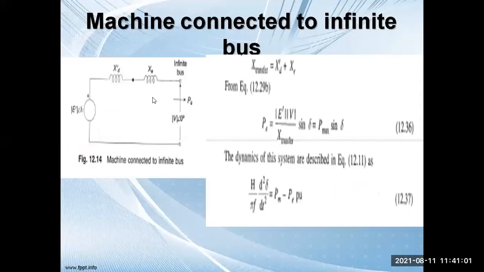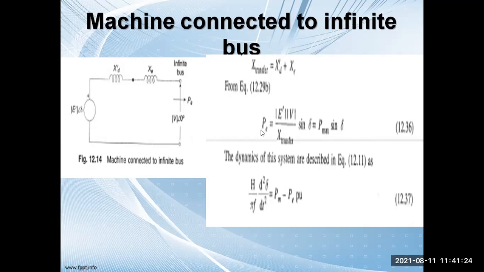So this is V angle 0 and X dash d. This is basically the machine direct axis reactance, and Xe is the reactance between this generator and the infinite bus. So the net transfer reactance between this bus and the generator is X dash d plus Xe. Now the power transfer, this is the well-known equation.